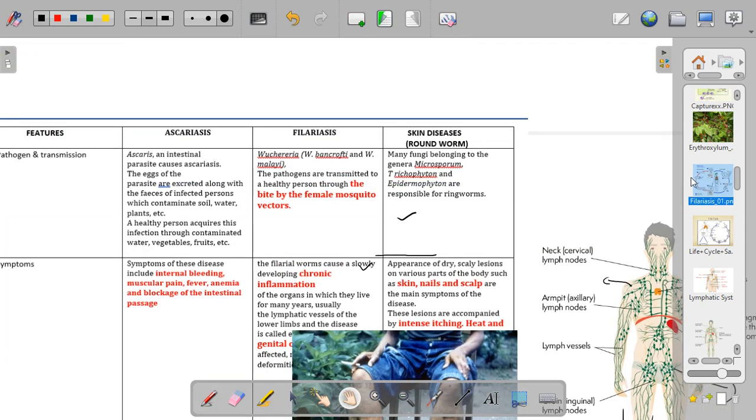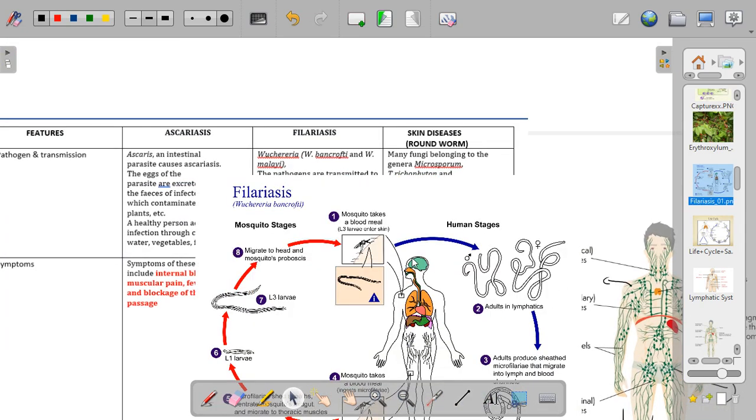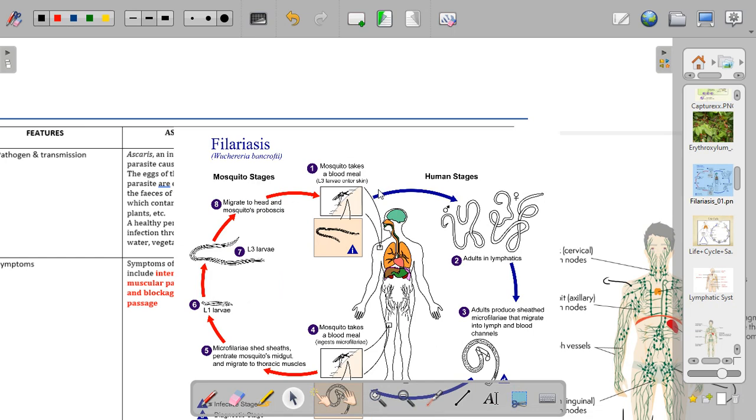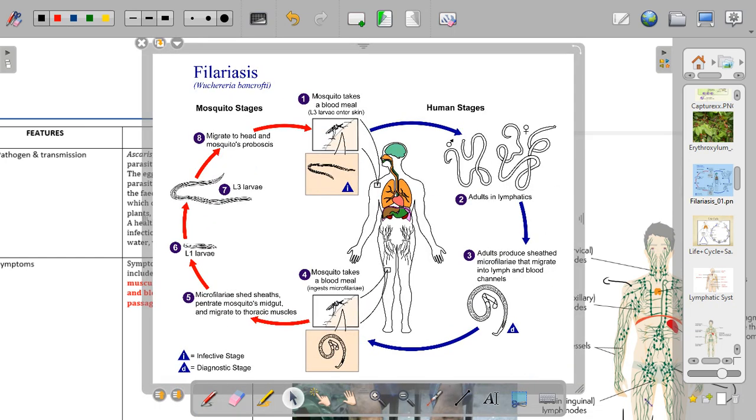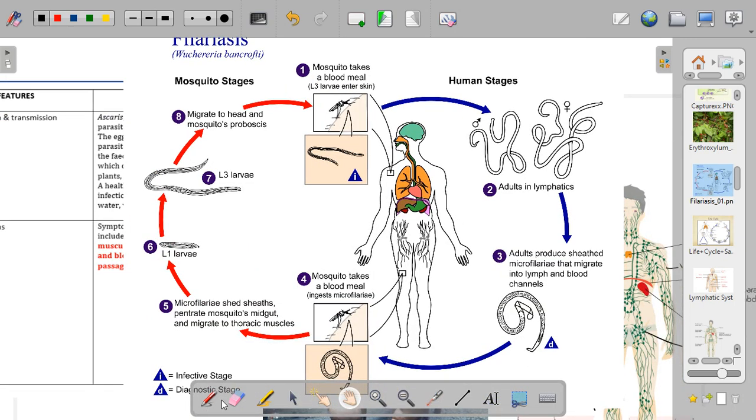Look at here. Filarial life cycle: you can see clearly these worm-like structures start infecting the human being through the mosquito bite. They move to the lymphatic system. So you can see that is how they start infecting, forming different infectious stages.